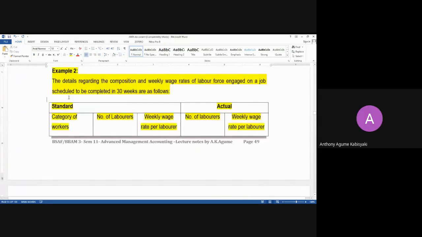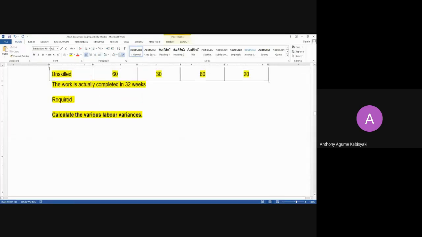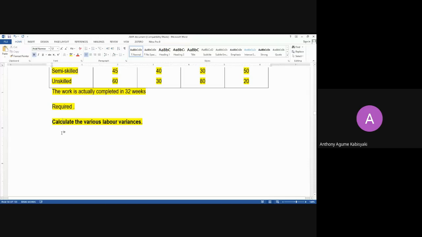Now, of course, here they are saying that you compute the various labor variances. So meaning that I would expect you to compute the labor cost variance. That is one. You compute labor rate variance. Then you compute labor efficiency variance. In this case, you do not have idle time, so you will not compute idle time. So you're going to compute labor cost, labor rate, labor efficiency, and actually you can also compute labor mix variance.